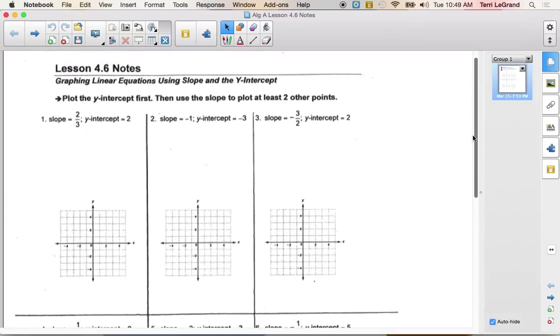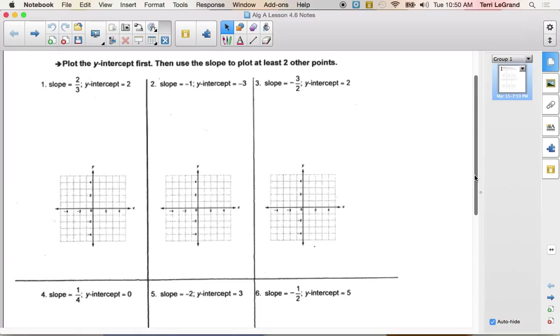The first thing we're going to do in lesson 4.6 is use the slope and the y-intercept to help us get the graph of the line for a given linear function when all we know about it is its slope and its y-intercept. But that's enough information. So in number 1, we have a linear function whose slope is 2/3 and whose y-intercept is 2. If that's its slope and its y-intercept, the y-intercept can be our starting point.